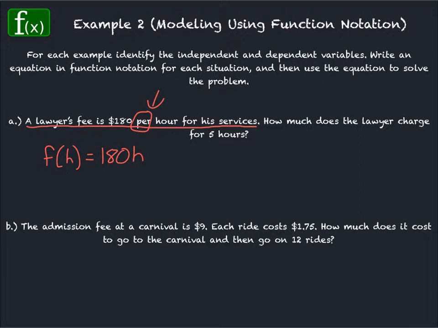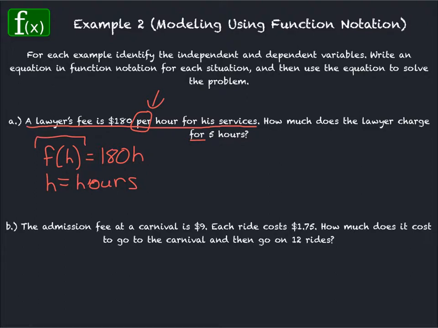That's 180 per hour. Remember, h is your independent variable. This f of h here is your dependent variable. That's why it's a function of the amount of hours that you actually see the lawyer. So to solve this, all you would need to do is plug in 5. But before we do that, let's make sure we identify what our variable stands for. h in this problem is hours. So we need to define our variables anytime we're doing these types of problems.